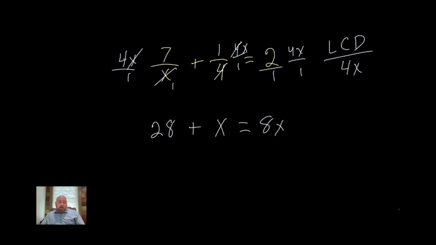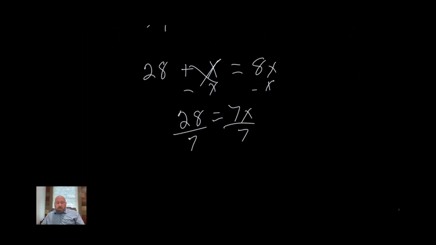All right, now we're in pretty good shape. Again, I like to get the x's over on this side, but it doesn't really matter. On this one, let's take the x over to this side. So we'll subtract 1x from both sides, minus x. It's going to cancel. We're going to get 28 equals 7x. And then we can divide both sides by 7 in this case. And I'll switch these right now. So x equals 4, and that would be our final answer right there.